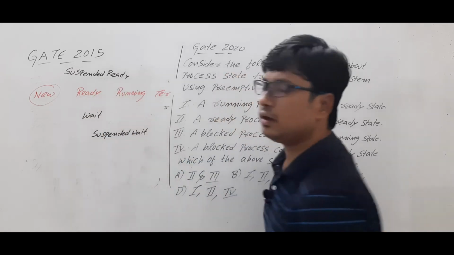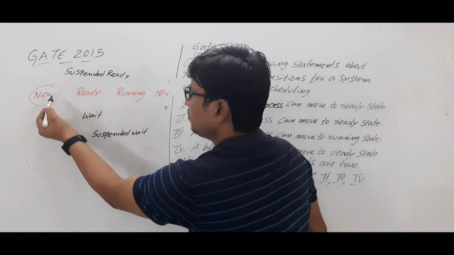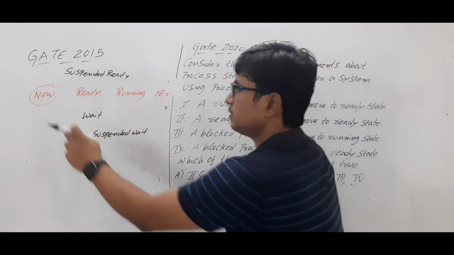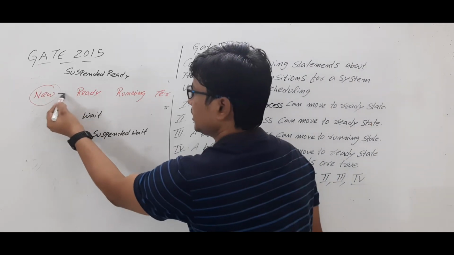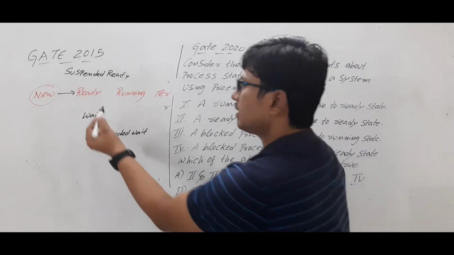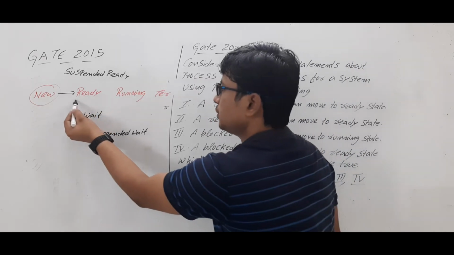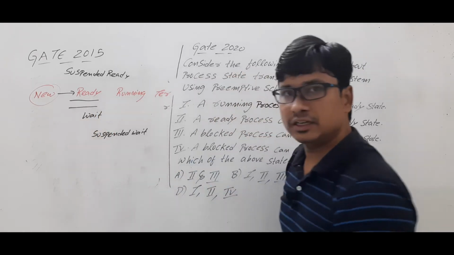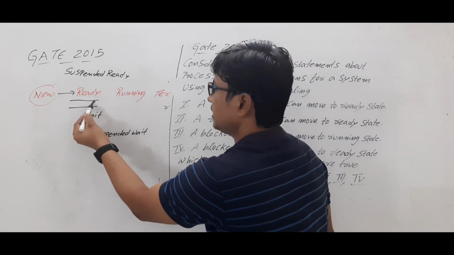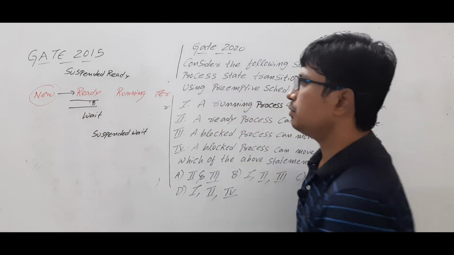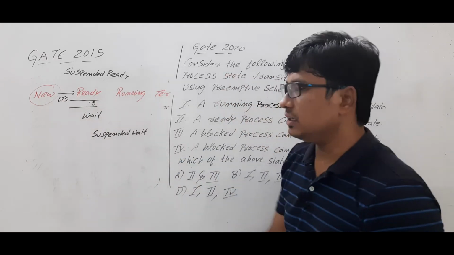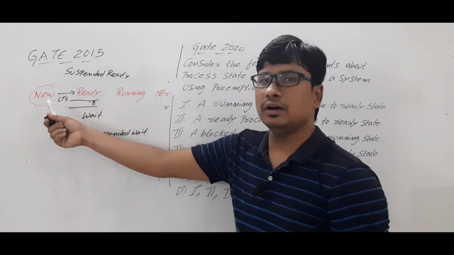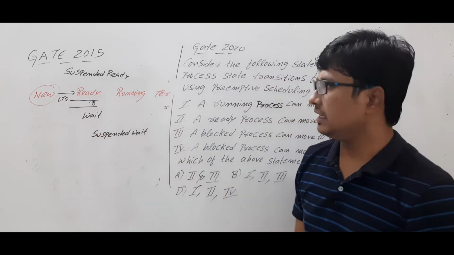Okay, now any process which has been created will be in the new state, under creation. Once it is created, it will be admitted to the ready state. We will have a ready queue, and in that queue the process will be waiting. Now we will have a long-term scheduler which will admit the created process into the ready state.